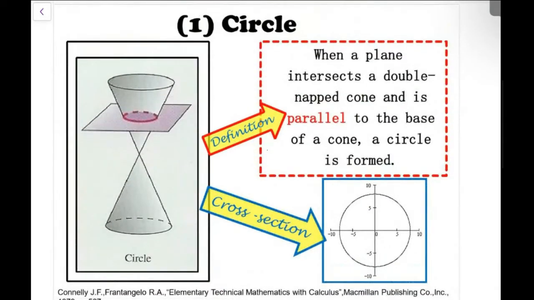Okay, so this is an introduction. Circle comes from the cross section of a cone. If we have a very straight cross section from a cone, then we're going to obtain a circle.